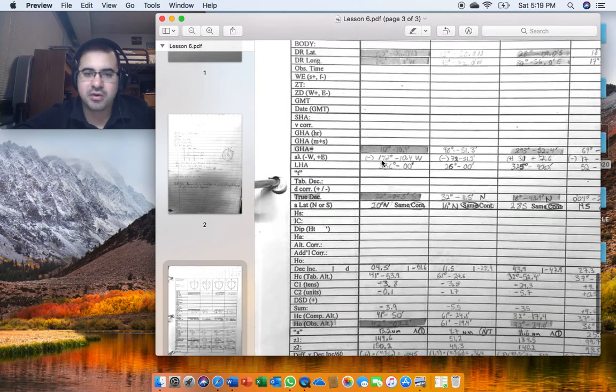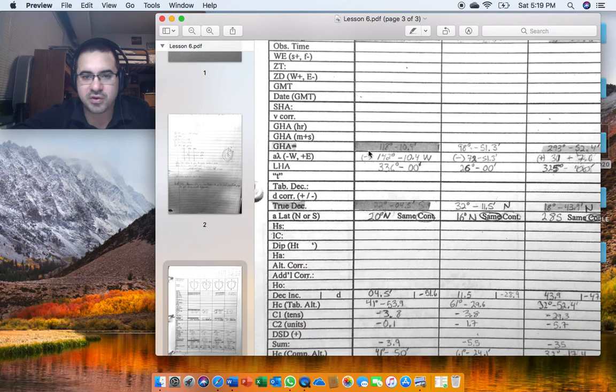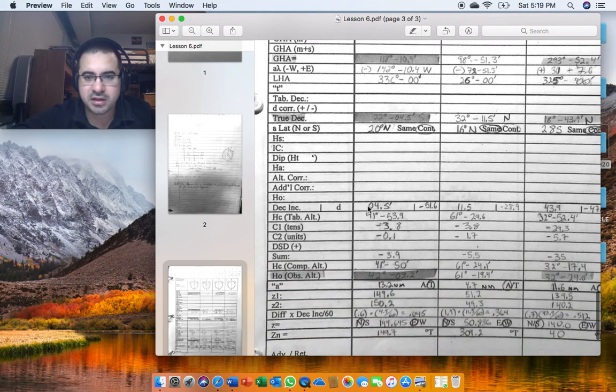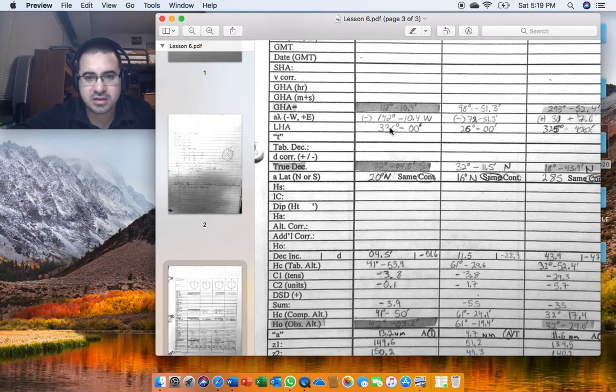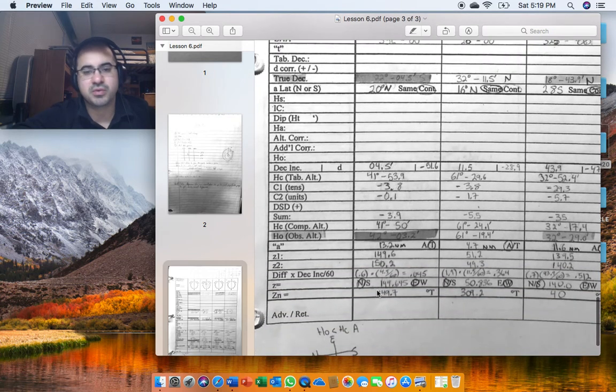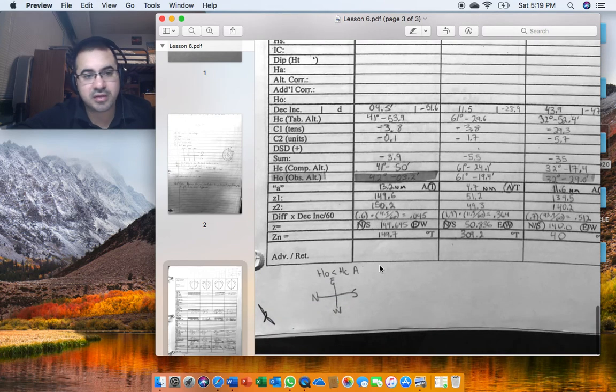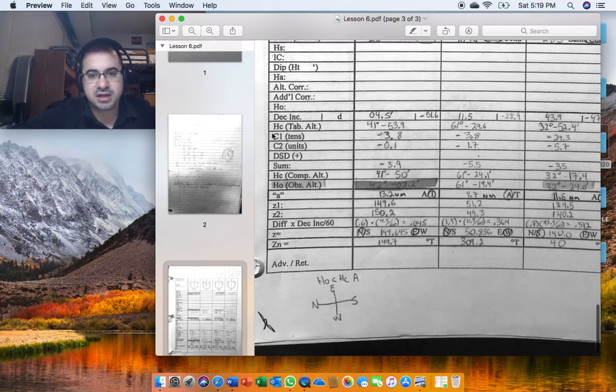But now, what happened is you have your A longitude, you learn how to get your LHA, you got your true declination, you got your A latitude, and now what you can do is you're going to take your LHA, your true declination, your A latitude, and what are you going to do? You're going to solve for that, which we worked on earlier, and now you can plot it. So that is the end of this lesson.